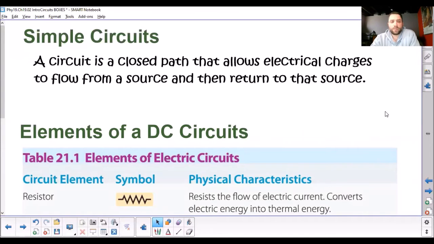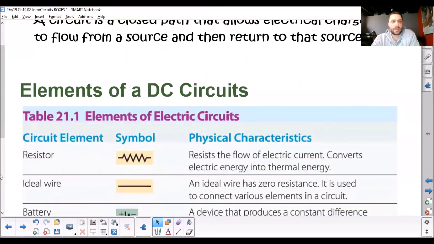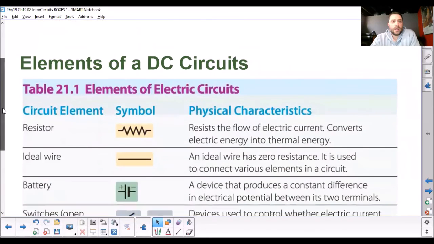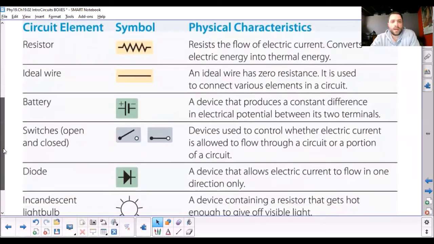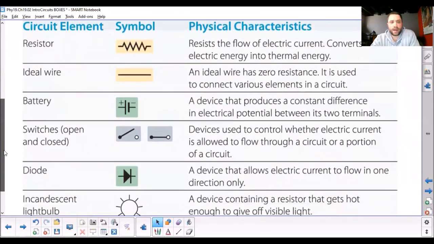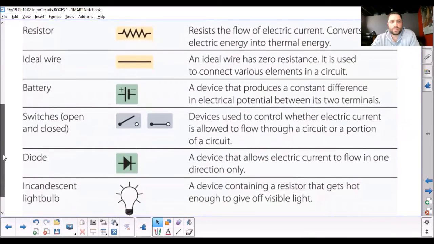Just to cover a couple of the devices that you might see. This is in your book, so you don't necessarily have to write them all down, but if you want to. The squiggly line is what we call a resistor. Any straight lines are wires. A battery is two parallel lines next to each other.